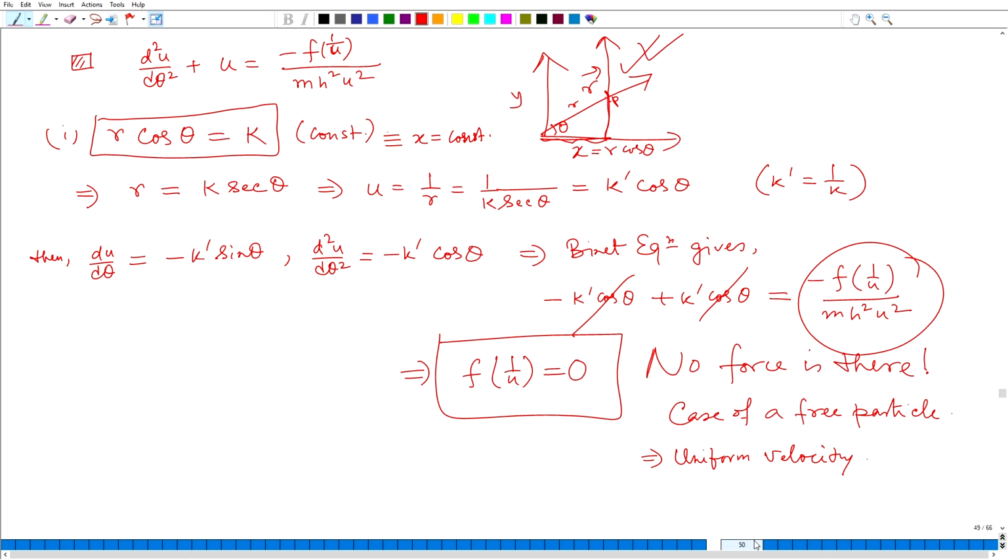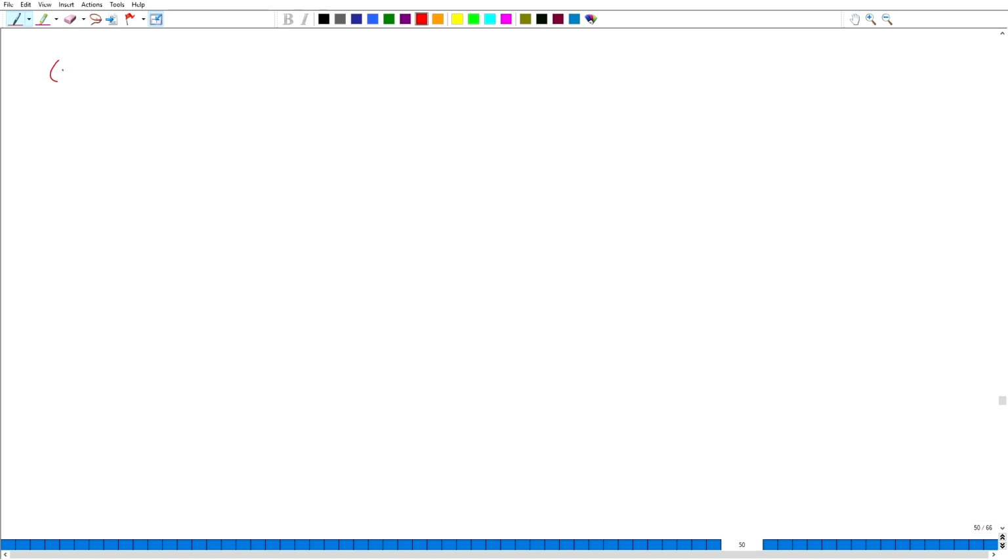Now, I am also giving you some examples which are very, very interesting: r is equal to e to the power minus θ, then u is equal to e to the power plus θ, because u is 1 by r, and then du/dθ is again e to the power θ, and d2u/dθ² is also equal to e to the power θ.